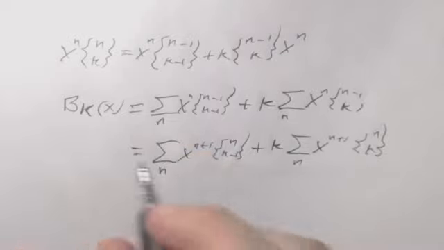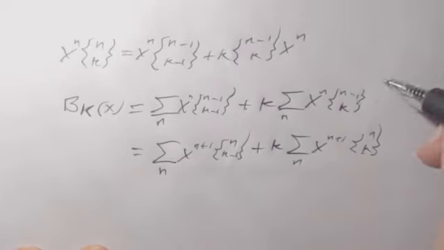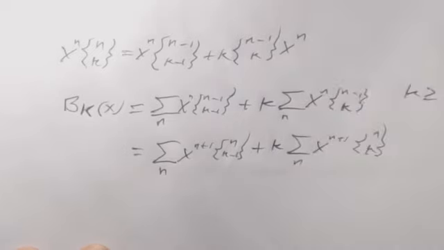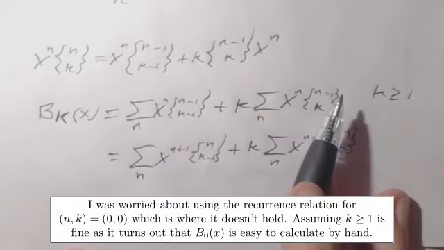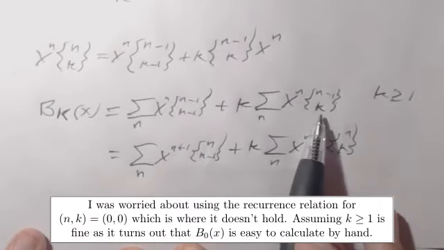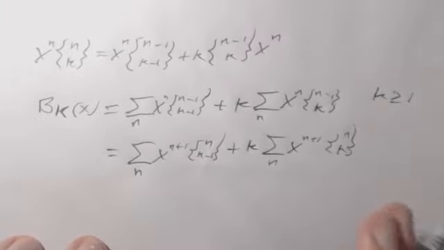Yep, though we would have to be careful. We'd need to make sure that k was non-zero. So if k was greater than or equal to 1, did they say that in the book? No, it says k greater than or equal to 0. So this equation won't be true for when k is 0, right? Or maybe it will be. Oh well, whatever, I'll think about that later.